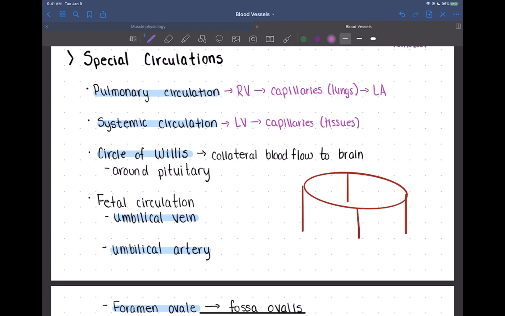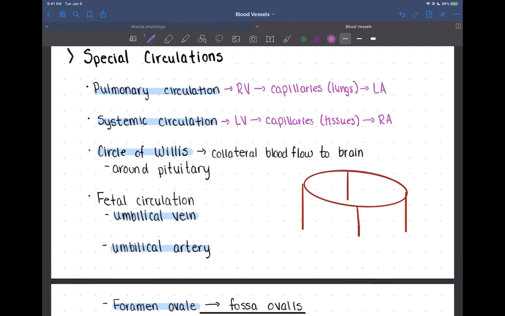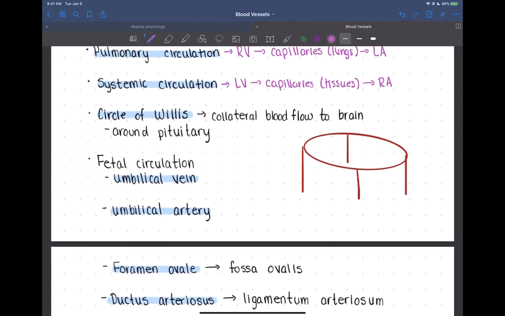All right. And then once that blood is returned to the heart through all the veins in the superior and inferior vena cava, it will end that systemic circulation in the right atrium. Okay, so we already talked about those previously. All right, so these next few, though, you probably may not have heard of.